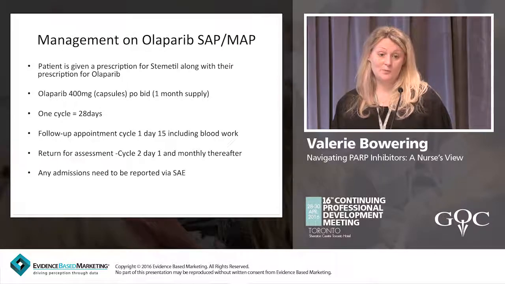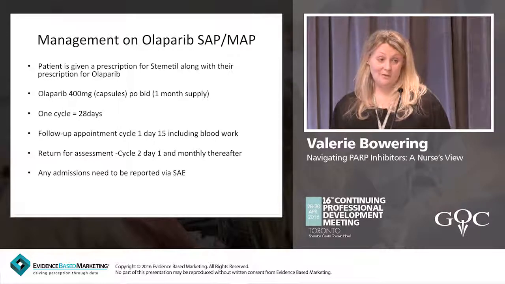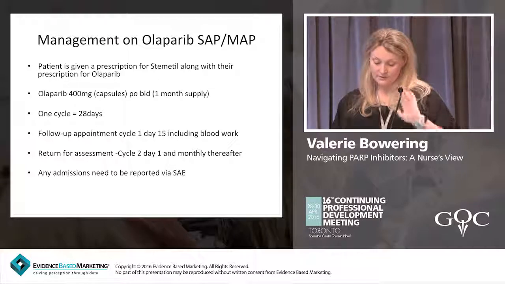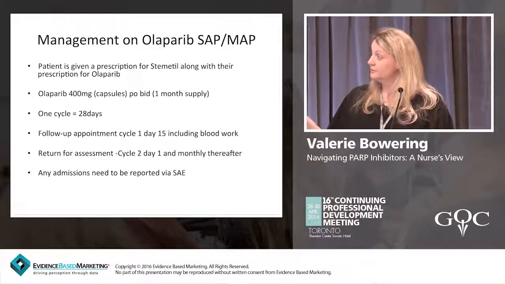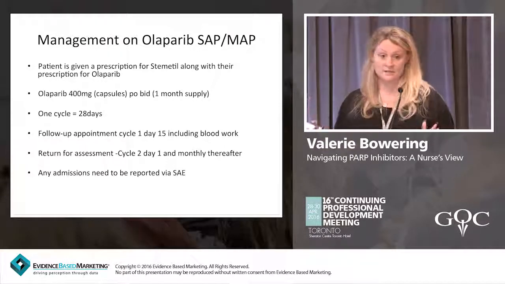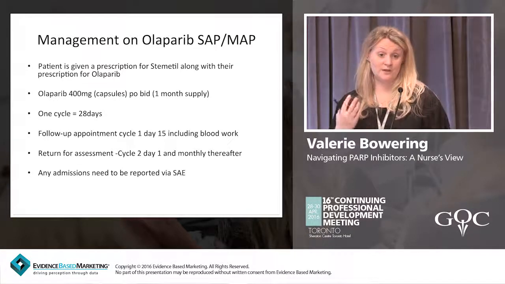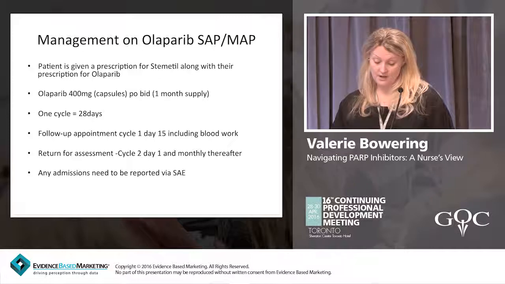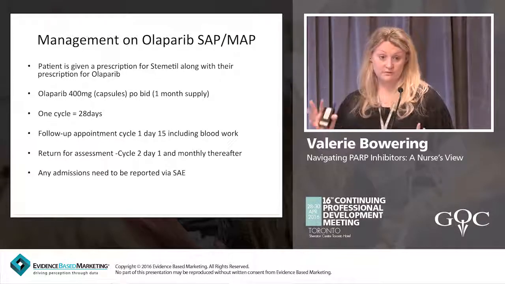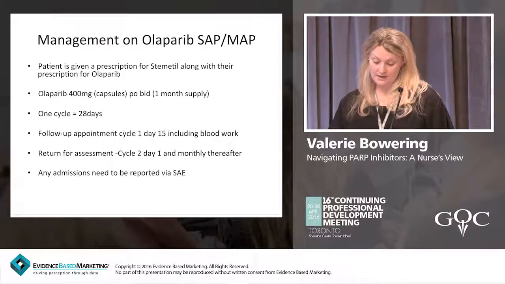They're given a follow-up appointment, so we bring them in, we do blood work at day 15. So that's CBC, just checking to make sure that everything is okay. And then they have a return assessment, cycle 2, day 1, and then monthly thereafter. So with this group of patients, because the indication wasn't there, we have had BRCA-positive patients, but we've also been treating maintenance or post third line of treatment, so we used both settings for it.